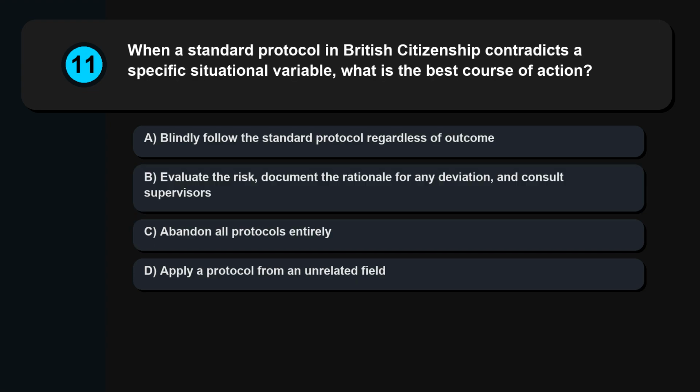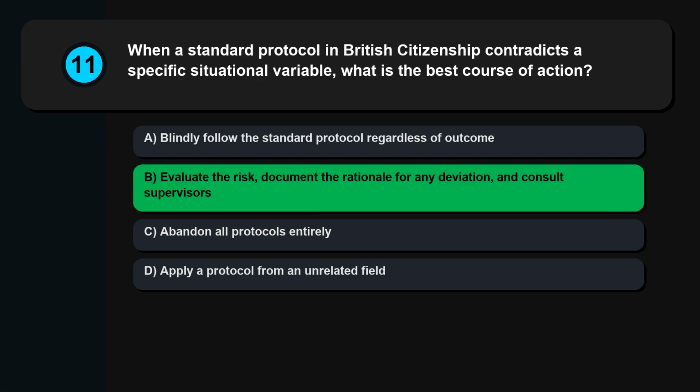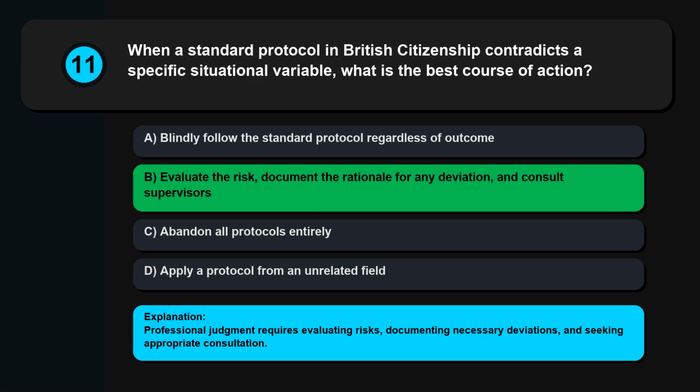Question 11. When a standard protocol in British citizenship contradicts a specific situational variable, what is the best course of action? Blindly follow the standard protocol regardless of outcome, evaluate the risk, document the rationale for any deviation, and consult supervisors. Abandon all protocols entirely. Apply a protocol from an unrelated field. Professional judgment requires evaluating risks, documenting necessary deviations, and seeking appropriate consultation.